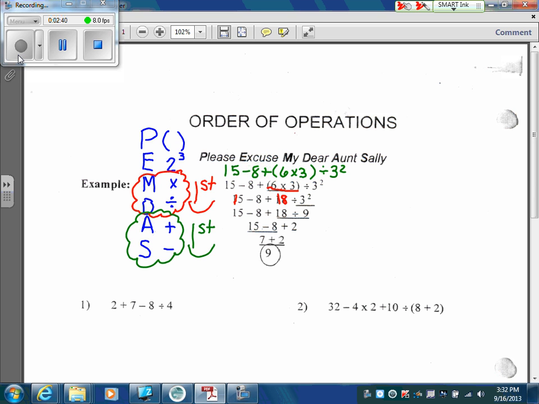Then they bring everything down that they have not used yet. I have not used 15 minus 8 plus the 18 was what we brought down, divided by 3 squared. I haven't used any of that. Okay, so I look and I look for parentheses. I don't see any more, so I'm done. Next, I go on to exponents. I start on the left and I look to the right. Do I see any exponents?